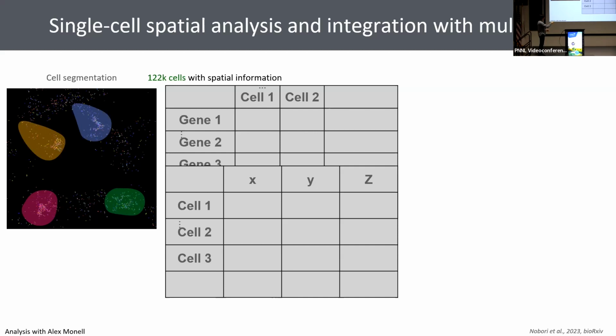In addition to this, we have this spatial matrix for each cell, X, Y, Z. In this case, Z being very small because it's a very, very thin tissue section.